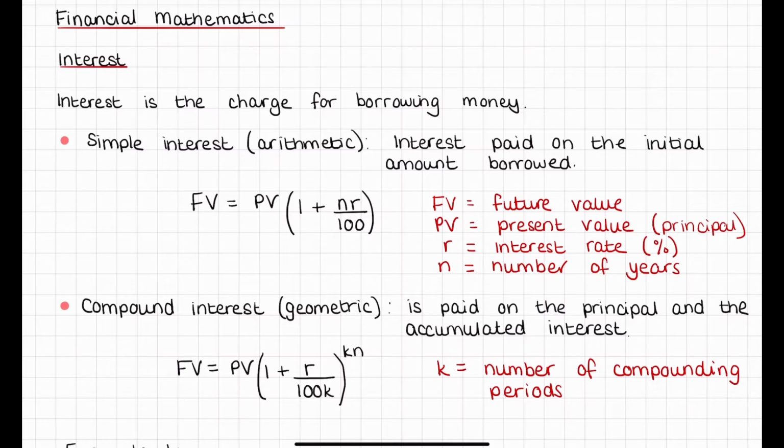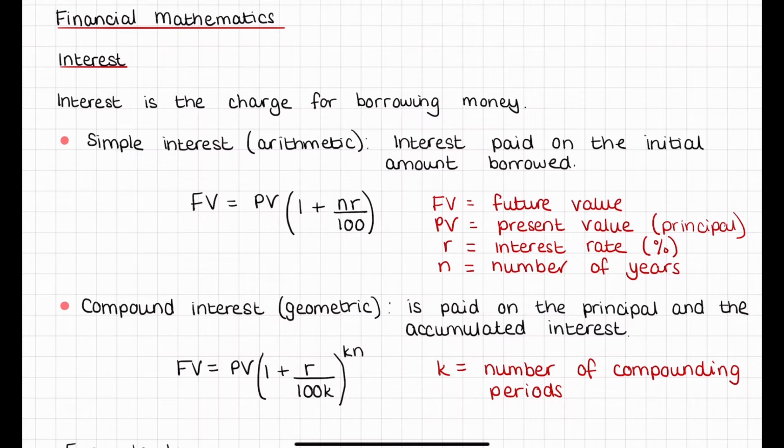So simple interest is actually an arithmetic sequence and links to that, and it's the interest paid on the initial amount borrowed. So if we borrow some money, and it says 10% interest, we calculate the 10% of the amount we borrowed and we just add that amount every time, which is why it's like an arithmetic sequence. And this formula here calculates the future value, so the amount after a certain time period for simple interest. So it's FV, which stands for future value, equals PV, which is present value or the principal, brackets, 1 plus N times R, N being the number of years, R being the interest rate, divided by 100.